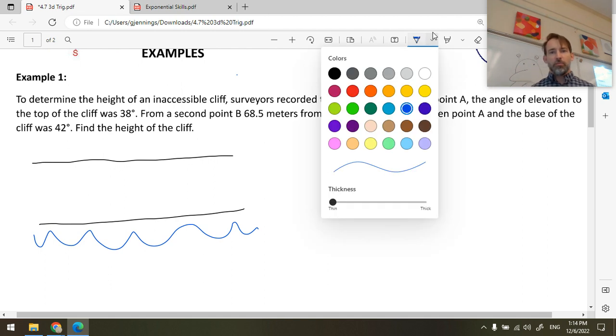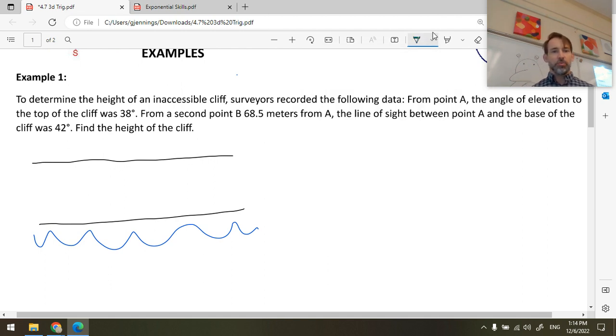And then put yourself into the problem with your imagination. This really will help your solving of these. Put yourself down here at point A. To determine the height of this inaccessible cliff, the surveyors recorded this data from point A. So put your point A down there. Label it.